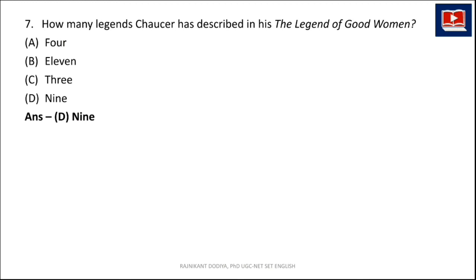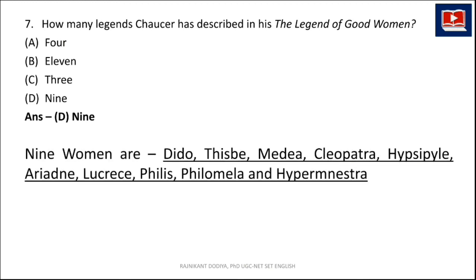So 9 different legends are narrated by Chaucer in his work The Legend of Good Women, and these are the names of these 9 legendary women. The first one is Dido, then Thisbe, then Medea, then Cleopatra, then Hypsipyle, then Ariadne, then Lucrece, then Phyllis, Philomela, and Hypermnestra. Yes, these 9 women are described in this work by Chaucer.